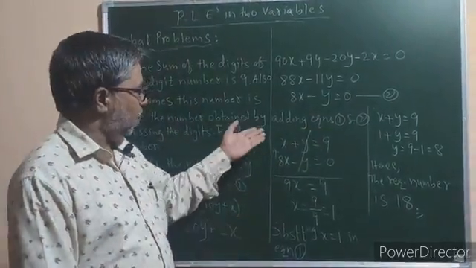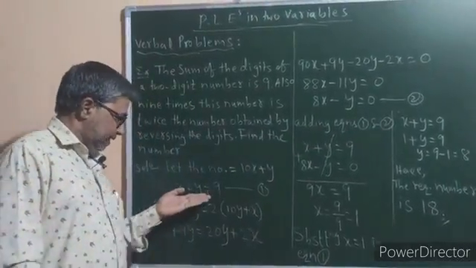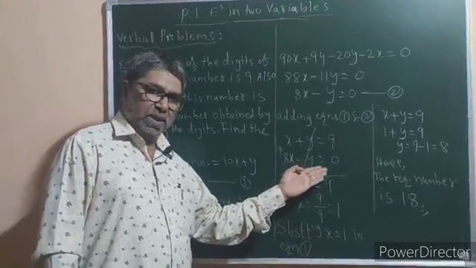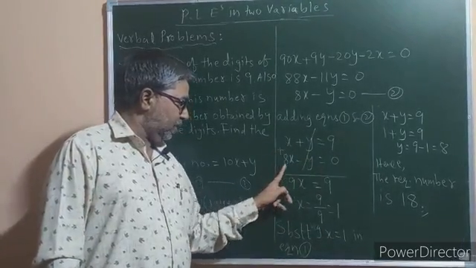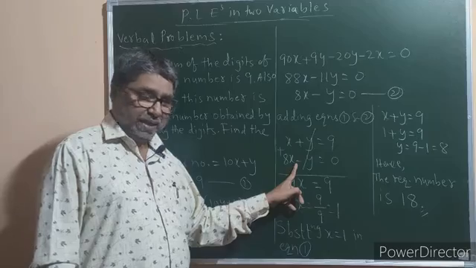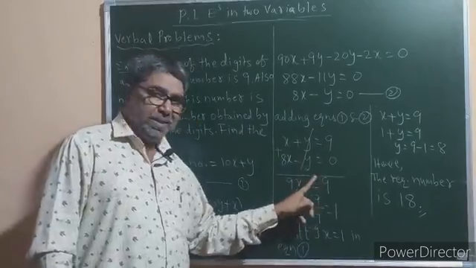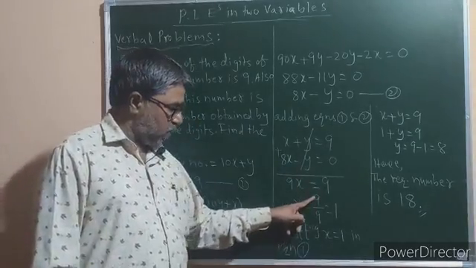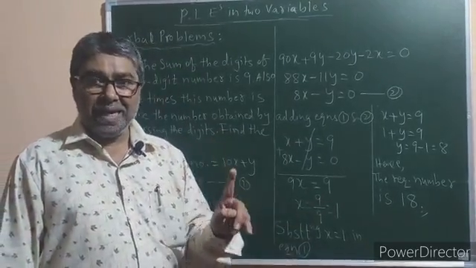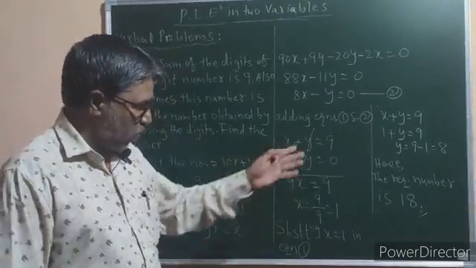Now adding equations 1 and 2, we get x plus y is equal to 9. This is our equation 1, and 8x minus y is equal to 0 is equation 2. We are adding: 1x plus 8x will be 9x, plus y minus y will be eliminated. This is equal to 9 plus 0 will be 9. 9x is equal to 9, therefore x is equal to 9 upon 9 is equal to 1. So the value of tenth place digit is 1. 1 into 10 will be 10. So later we will see it.